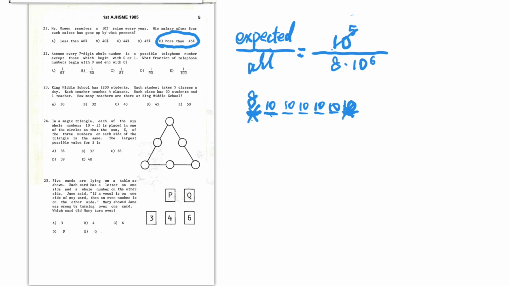Cancel 10 to the power 5. Cancel 10 to the power 5. The numerator is 1. The denominator is 8 times 10 to the power 1, that's 10. So 1 over 80. The answer is B.